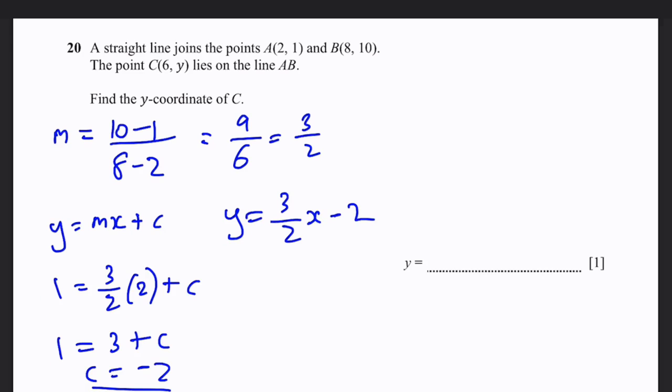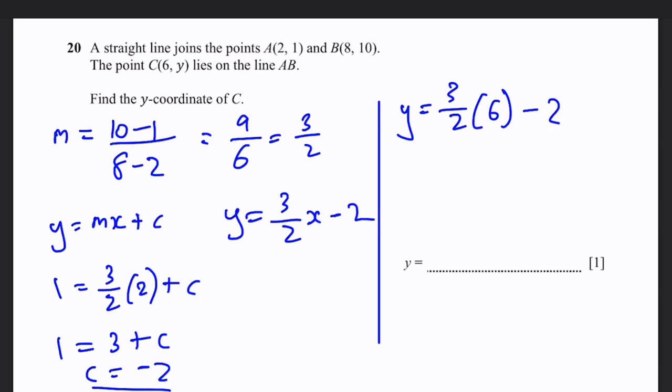Now we know that point C is (6, y). We know the x coordinate is 6. So we can simply substitute this x value in to find the y value. Doing that, we get y equals 3 over 2 times 6 minus 2. y is equal to 9 minus 2. y is equal to 7. And that is our answer.